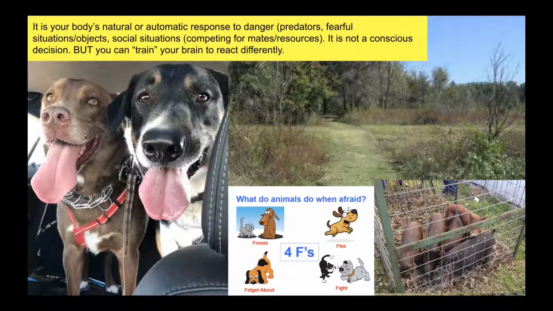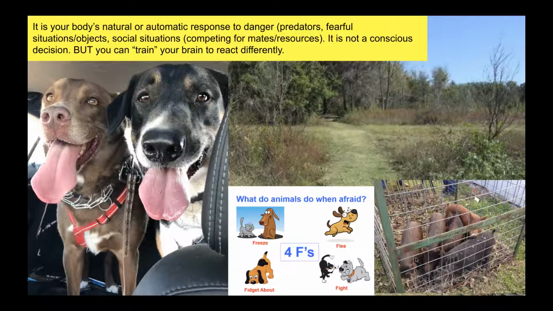So Abby chose to fight. She went into attack mode. Toby chose to run. He was trying to run away. And I just froze because I didn't know what was happening. So essentially, the fight or flight response is your body's natural or automatic response to danger. Again, it can be predators, a fearful situation or an object, and social situations like competing for mates or resources. Again, it's not a conscious decision, but you can train your brain to react differently in future occurrences.